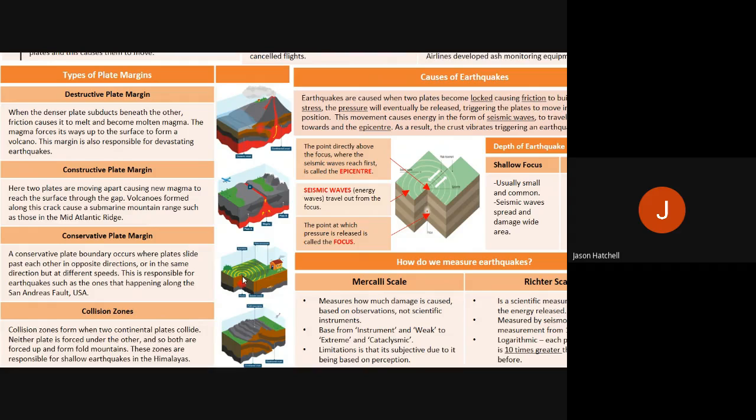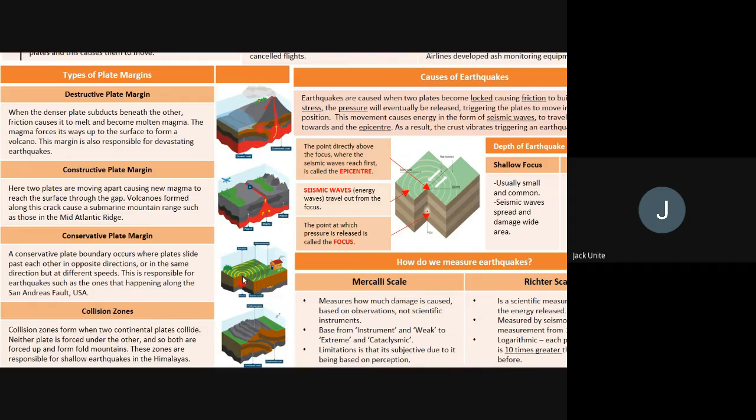So yeah, conservative plate margins, as sir said, definitely have less frequent eruptions, apologies, less frequent earthquakes. However, they are more severe. And note, they do not have any eruptions. There are no volcanoes created here.